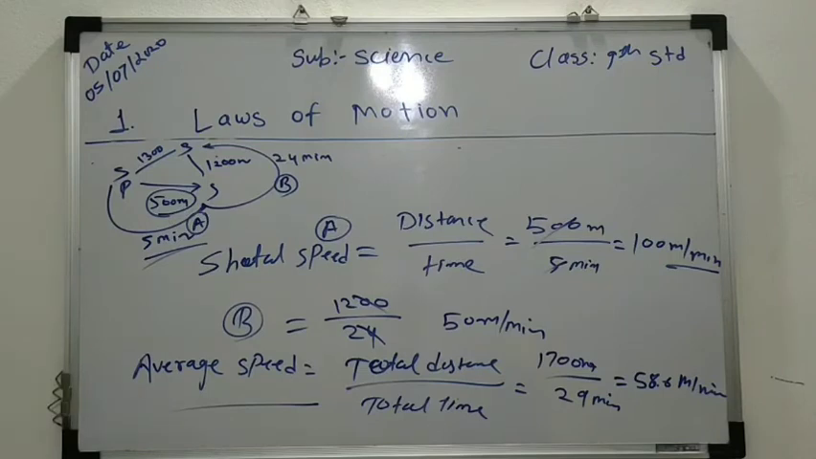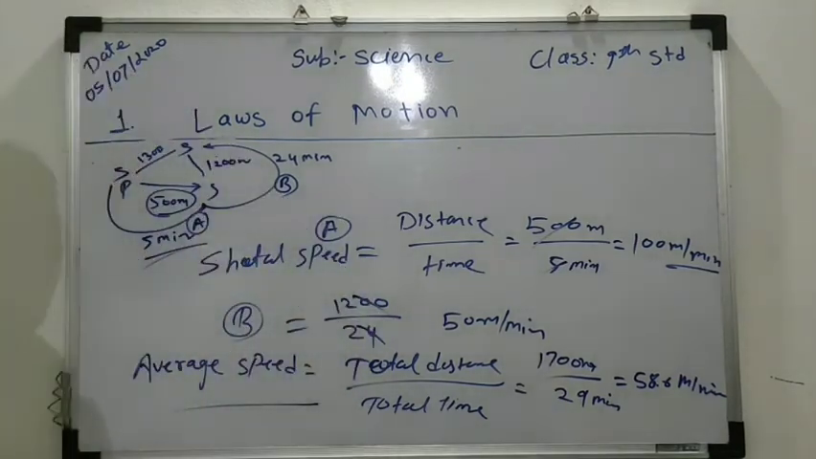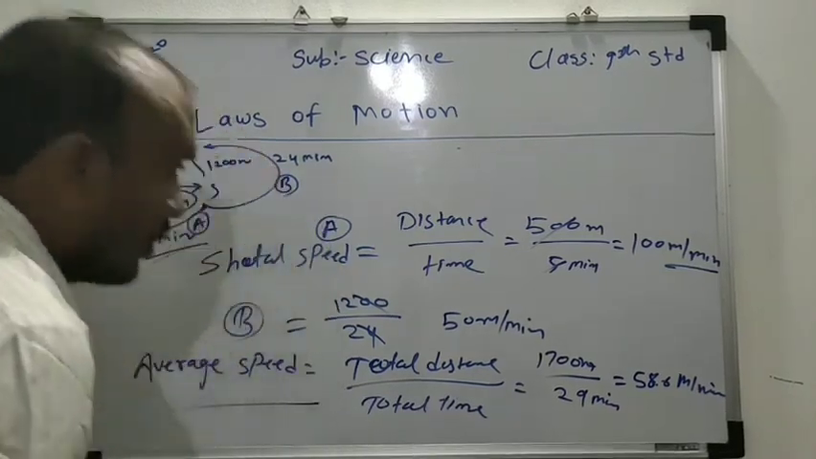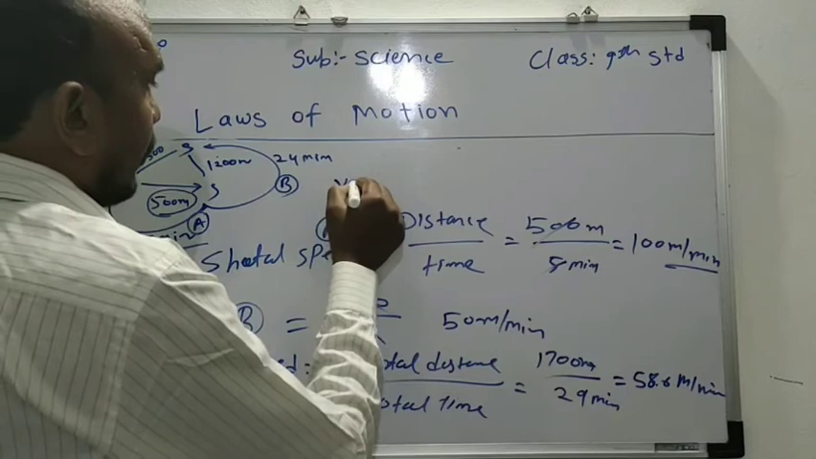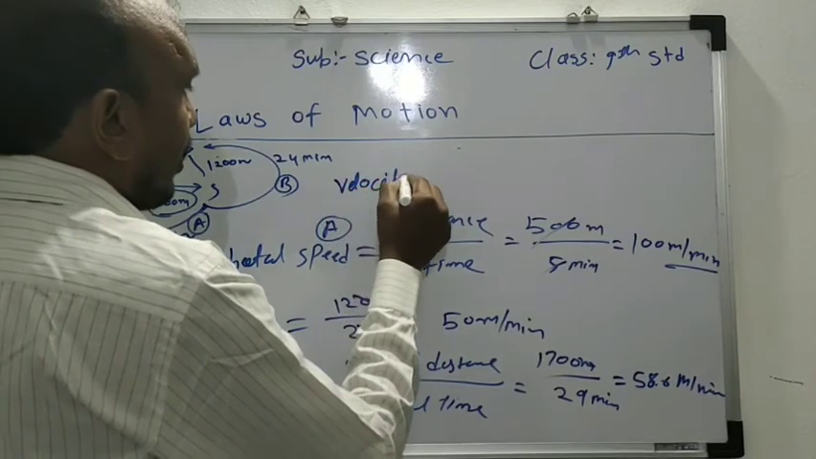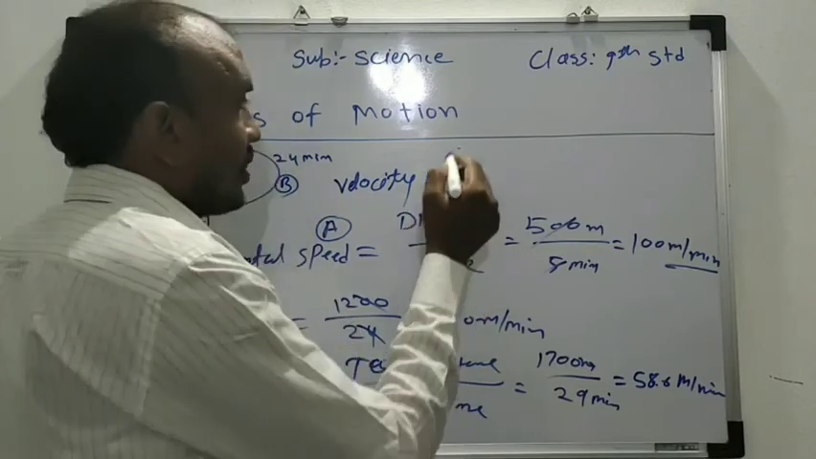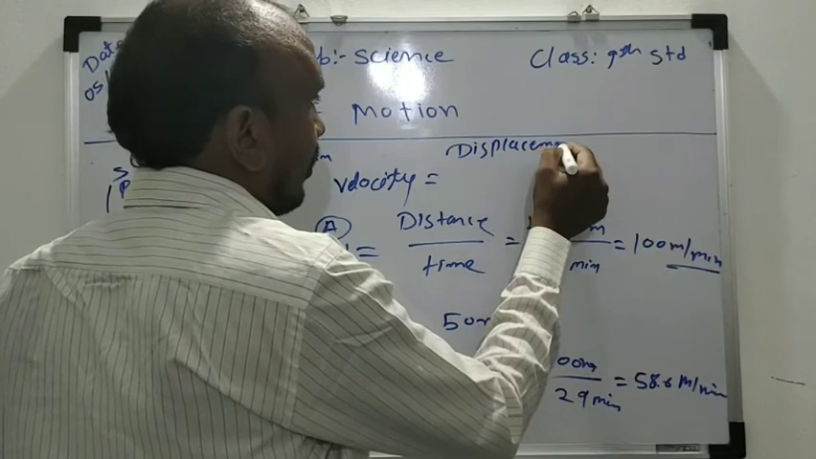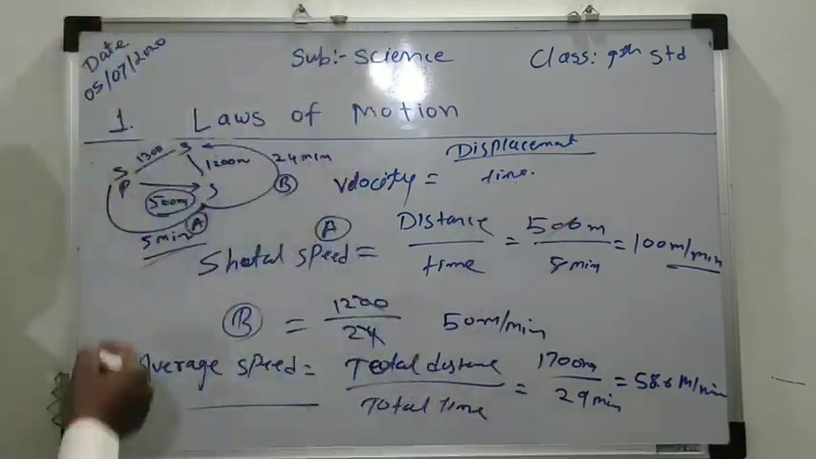So what will be the velocity now? What is the formula of velocity? You can write it down. If you have difficulty, you can comment. In place of distance, you use displacement only. Displacement upon time.